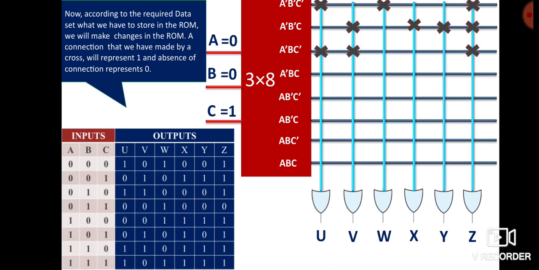Okay, like this. See, at the third, or you can say 010, at the second output I want my output to be 110001. That is why I have made these connections. Similarly you can proceed further and you can complete the design.